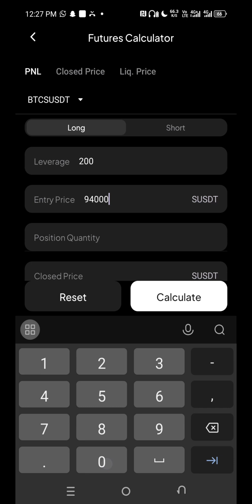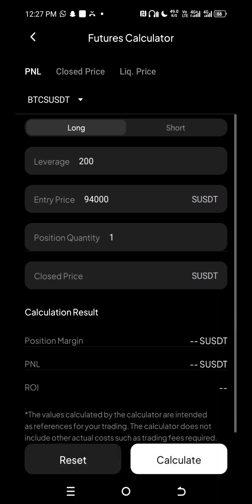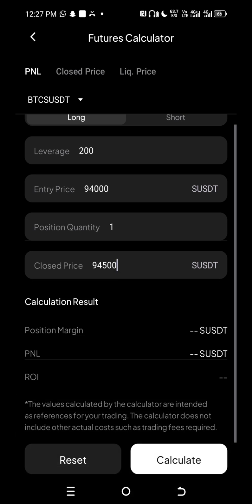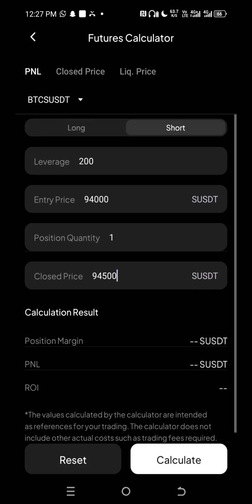And my quantities will always be 1. Why? Because it will help calculate it better. Then close price will be 94,500, right? Okay, that is for the short because I'm shorting the market. So I switch it to short. This is long, this is short.